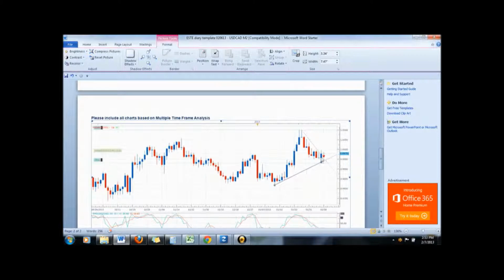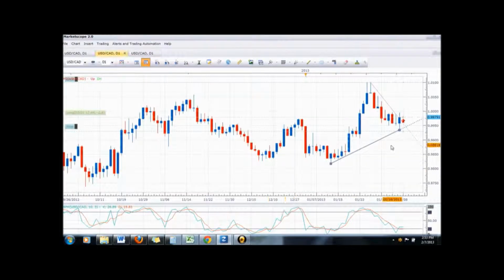And actually, it might take a few more days for the trade to materialize to where we want it to. So far, so good. We're doing well. The reward to risk ratio is pretty much a minimum of 2-to-1 right there.